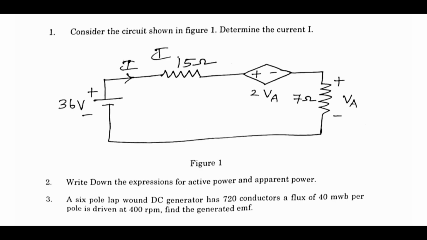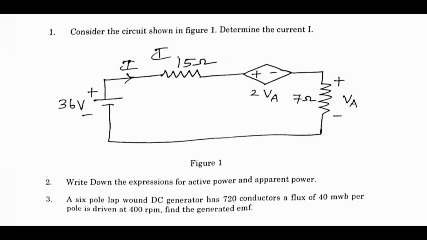Look at the third question. A 6-pole lap-wound DC generator has 720 conductors. The flux per pole is 40 milliwebers. The machine is running at 400 revolutions per minute. Now find the generated electromotive force or EMF.